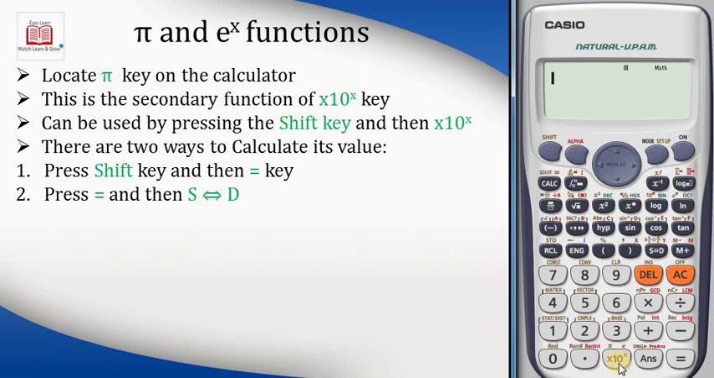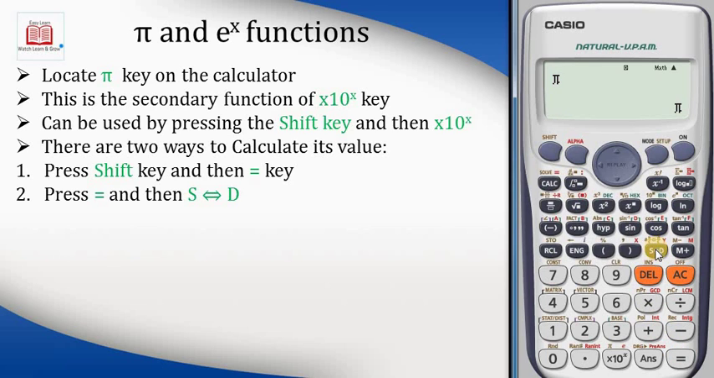Where is the pi key? The pi key is here, mostly on the key for the power function of base 10. You can see that this key we already discussed, but now if we press shift, because this is the secondary function of this 10 raised to power x, then pi appears here, and its value is shown as a simple 3.17.